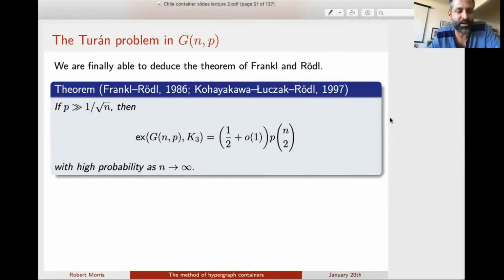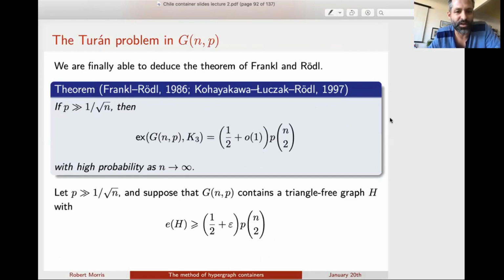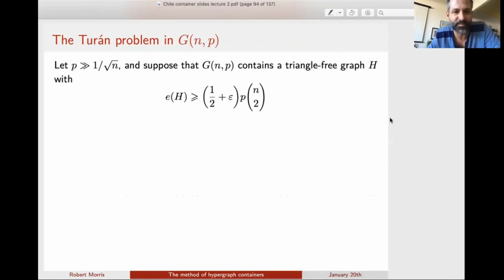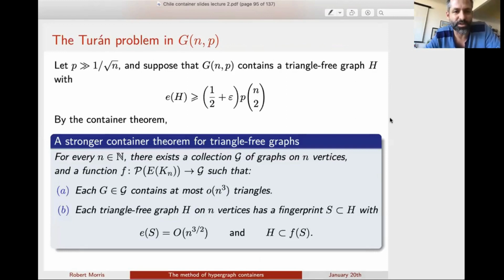Right. So here was the theorem that we proved yesterday, and just to recall, we wanted to show that a subgraph of G(n,p) that's triangle-free and has more than half the edges is unlikely. The argument was, given such a triangle-free subgraph of G(n,p), by the container theorem, that triangle-free graph has a fingerprint, which has the properties of the fingerprint. The fingerprint is small, and it maps to a container with few triangles.